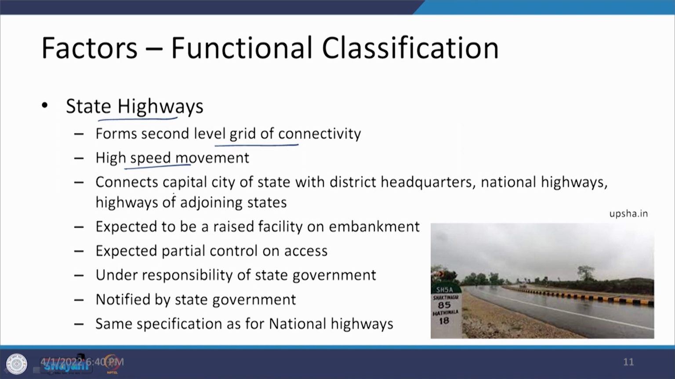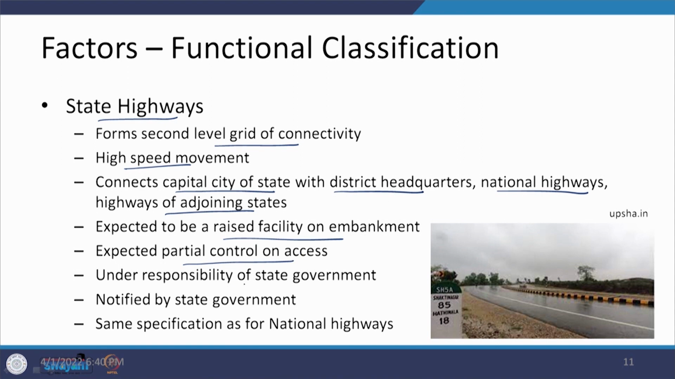Then these state highways are expected to connect the capital city of the state with the district headquarters, or the national highways which are passing in that particular area, or the highways of the adjoining states. So, this is the type of connectivity this particular grid should try to provide. These are also expected to be a raised facility on an embankment, but it may or may not be there in actual, depending on the ground realities in a particular area. They are also expected to have a partial control on access, but may not be available as such.